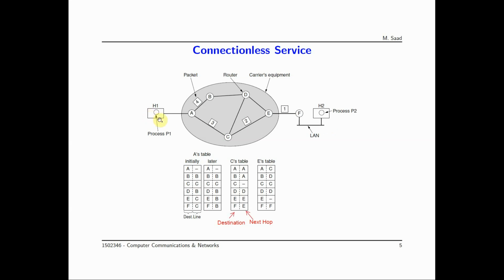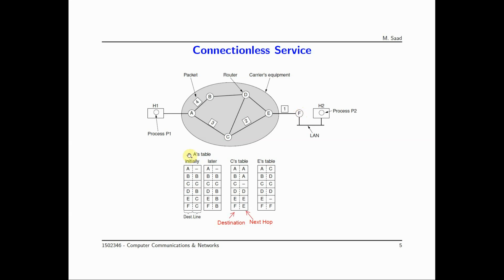Again, let's go back to host 1. Host 1 has a packet, and this packet will get injected into the network. Obviously, it goes to router A. Router A will check the destination of the packet, and from the destination address, A will know that this packet wants to go to F because the final destination is host number 2. So A will understand that it needs to forward this packet to router F.